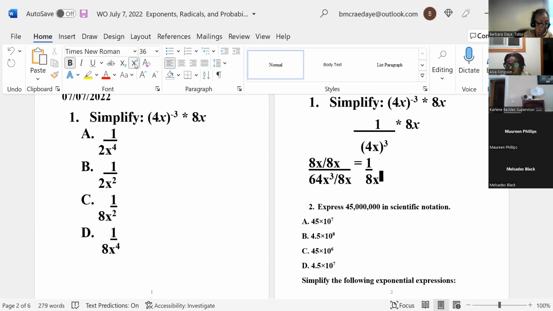Mercedes, you following me? Yes. You were doing multiplication, and that's when you add the powers, Mercedes. But this is not a multiplication. This is a division. Go back to your exponent rules. Multiplying exponents, you add the exponents. Dividing exponents, you subtract the exponent of the denominator from the exponent of the numerator. So this will be x to the 3 and then x to the 1. So it'll be 3 minus 1, and that's equal to 2.